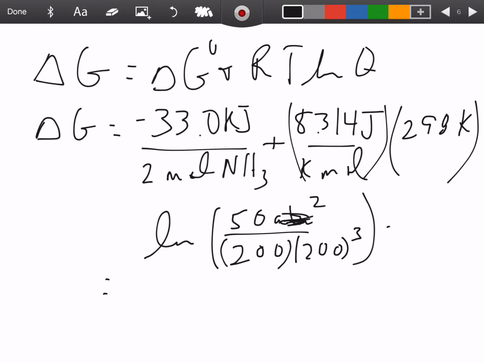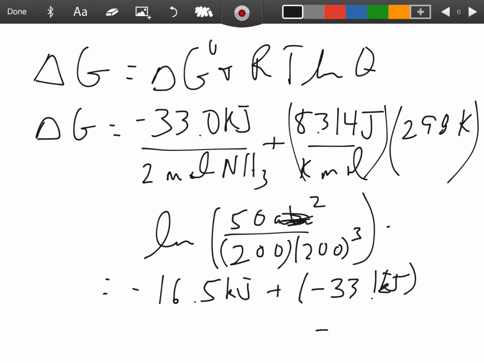So I end up getting something like minus 16.5 kilojoules plus, and notice that 8.314 is in joules, so I'm going to want to convert that into kilojoules. And that all ends up working out to be a negative 33.1 kilojoules. And so that gives me a value of minus 49.6 kilojoules for that reaction under those conditions.